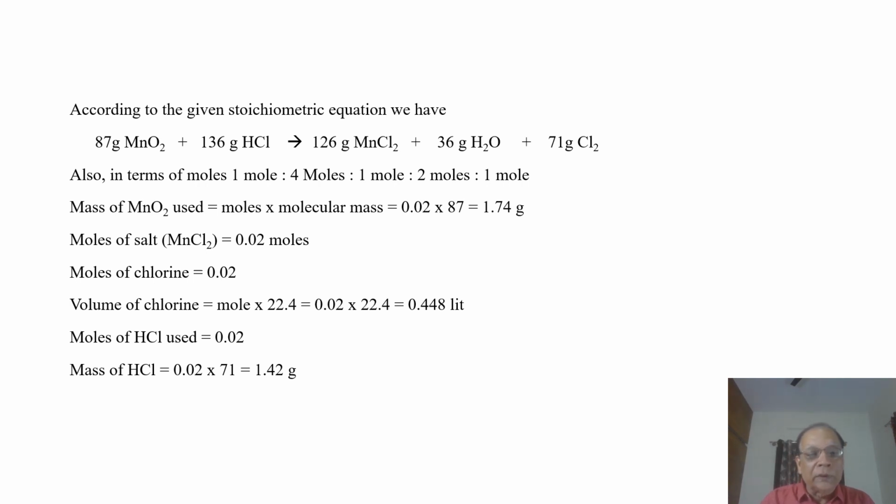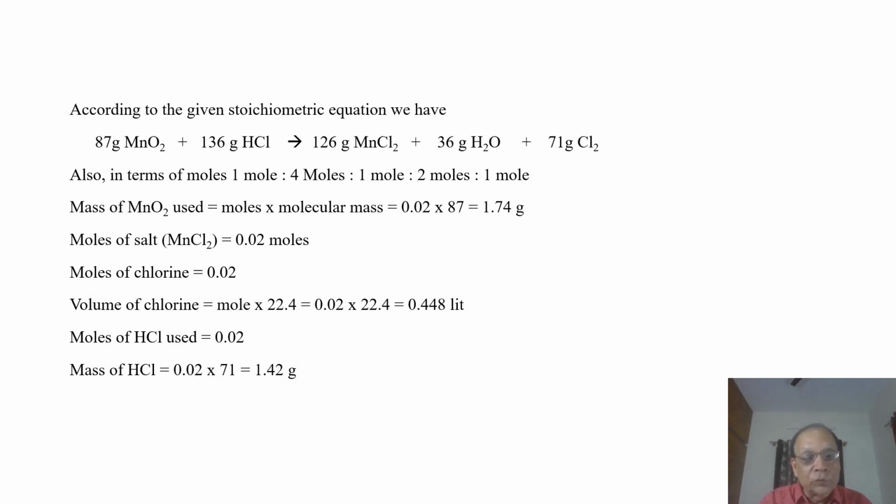Volume of chlorine is moles into 22.4. So instead of molecular weight, we will use 22.4, because 1 mole of chlorine will be equal to 22.4 liters. So 0.02 moles of chlorine will be equal to 0.02 into 22.4, which is 0.448 liters. So chlorine formed is 0.448 liters.